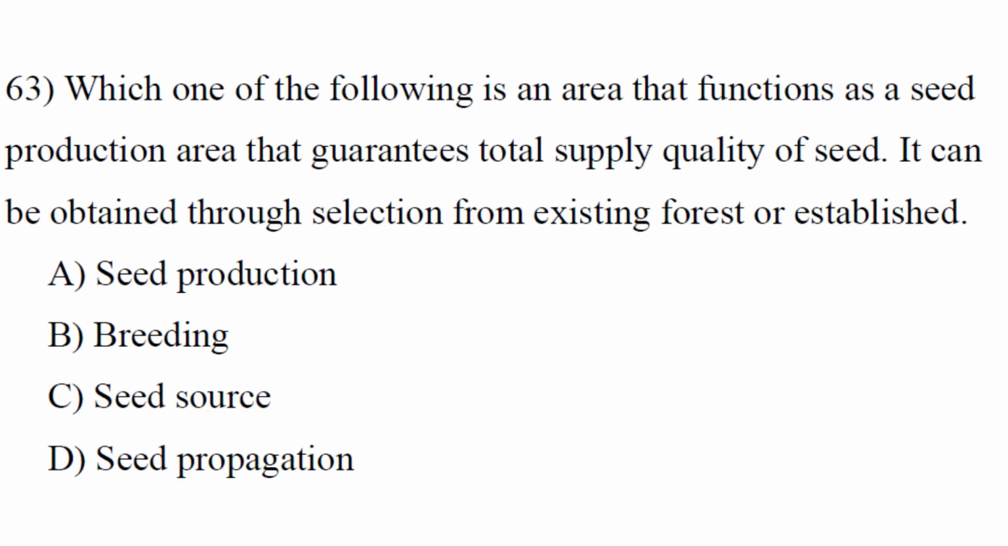63. Which one of the following is an area that functions as a seed production area that guarantees total supply and quality of seed? It can be obtained through selection from existing forest or established. A. Seed production. B. Breeding. C. Seed source. D. Seed propagation.